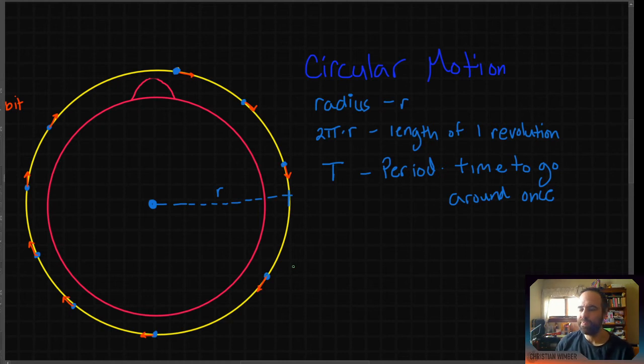So let's see if you can figure this out. How do you think you find the speed?